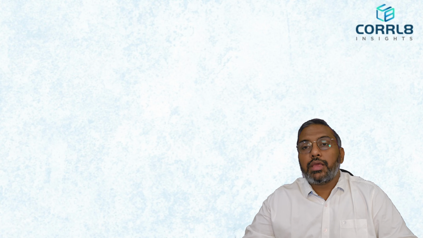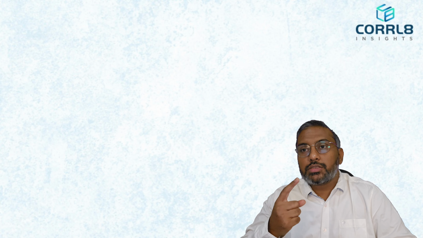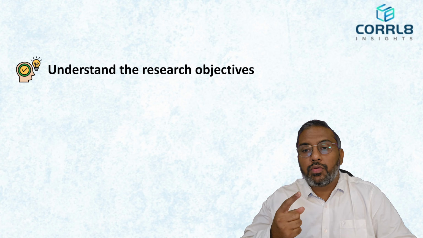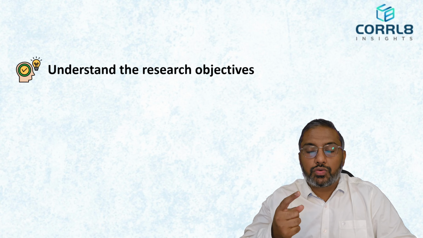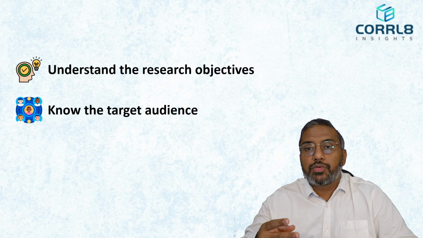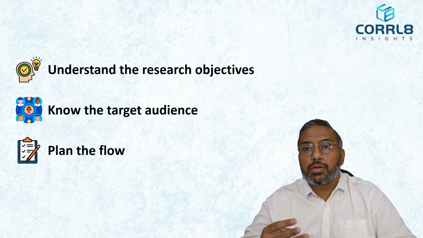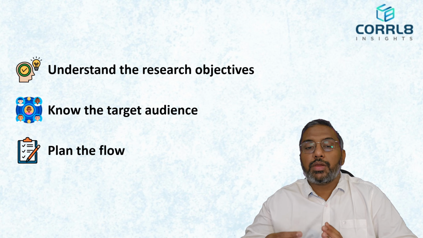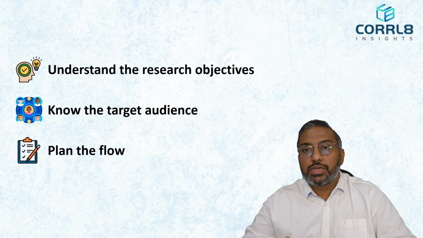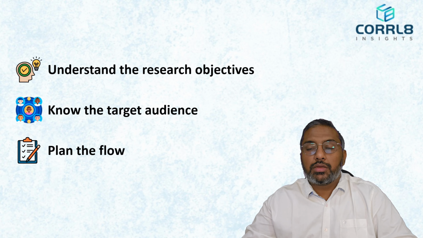Before jumping to writing questions, there are three key steps you need to remember. First is to understand the research objective. What exactly do we want to know? Second is to know your target audience. Who are we asking questions to? Third is to plan the flow. In what order we will ask questions to keep it logical and engaging. Remember, every question must link to the research objective. If it doesn't, consider removing it from the questionnaire.